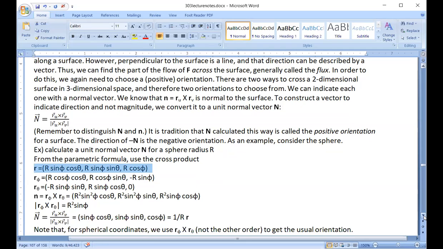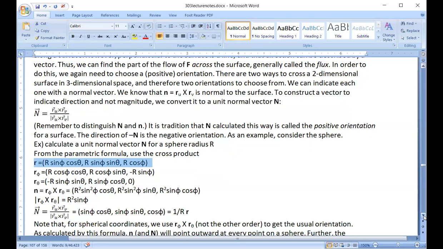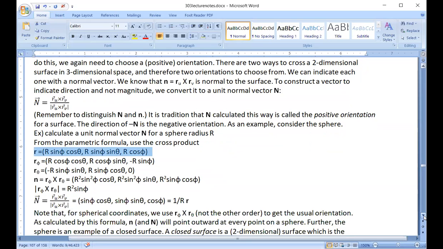One small comment, which will be relevant for us when we use spherical coordinates. So far, it didn't matter if we do r_u cross r_v or r_v cross r_u. With spherical coordinates, we will specifically want to do r_phi cross r_theta, not the other way around, in order to get the orientation that we are familiar with, the typical orientation. What's the typical orientation for a sphere? The following thing.